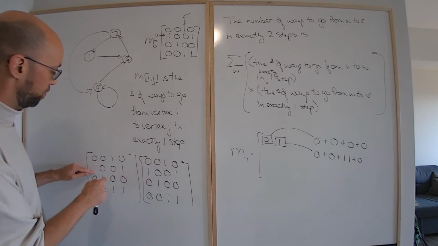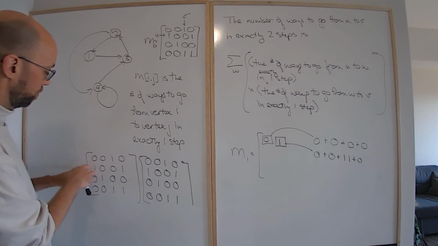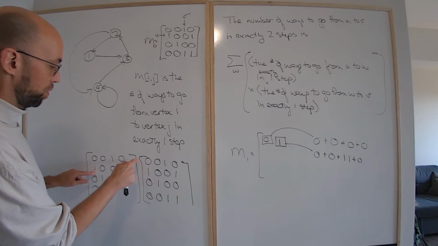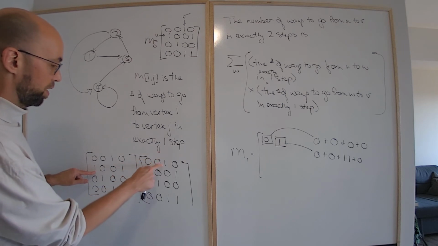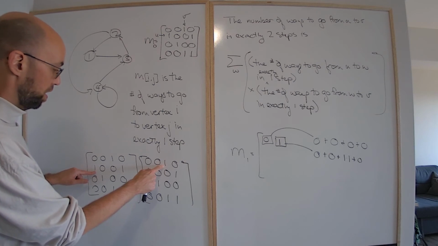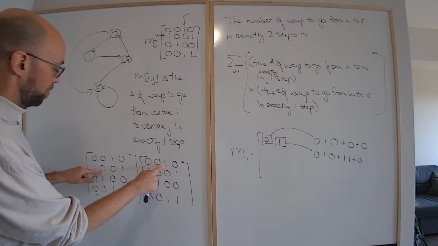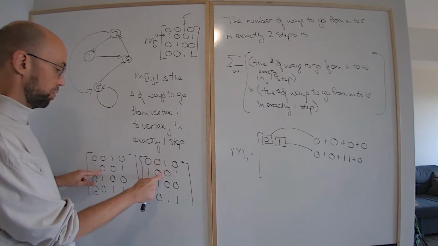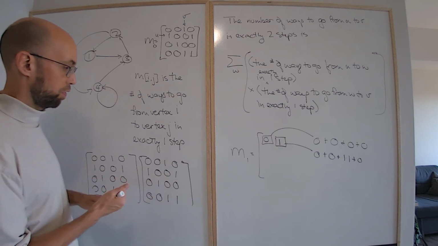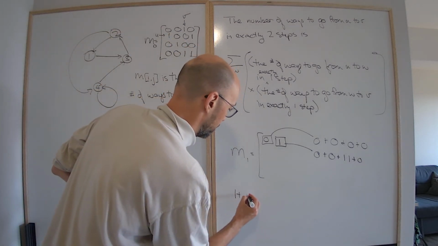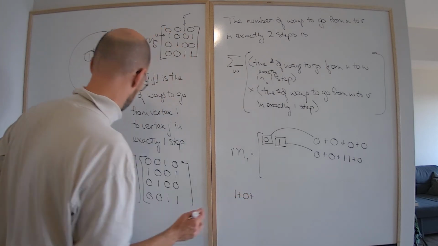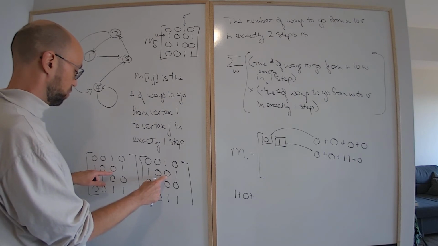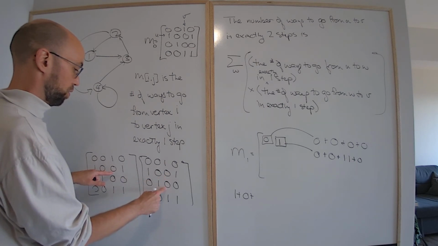So it's the number of ways to go from row 2 to column 1, times the number of ways to go from row 1 to column 3. So you multiply this one by this one, and it gives you 1. And then plus the number of ways to go from 2 to 2, and the number of ways to go from 2 to 3, which is 0. So far we've got 1 plus 0 plus the number of ways to go from 2 to 3 times the number of ways to go from 3 to 3, which is 0.